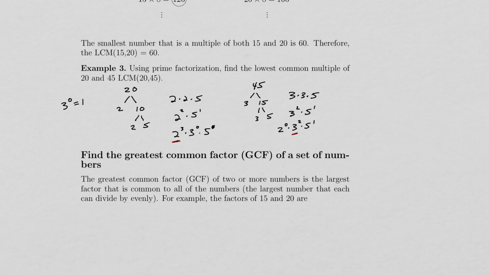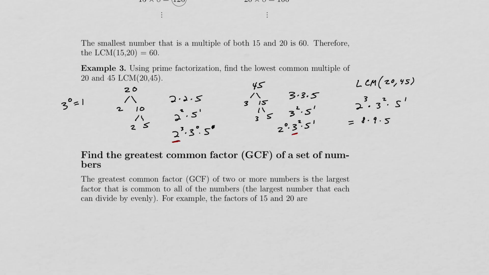So I want to find the lowest common multiple of 20 and 45. So I took 2 cubed, that was the largest one for the 2's. For the 3's, I have 3 squared. And then the 5's happen to be equal, 5 to the 1, 5 to the 1. So I just take one of them, it's the same. So I can write this as 5 to the 1. And then if you multiply that out, this is 8 times 9 times 5, that is going to be the lowest common multiple.